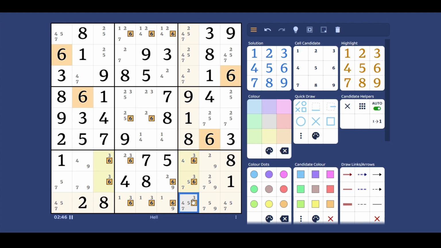Because if this position was filled, then 3 and 6 would be forced into these two spots, and that would create a deadly rectangle. So we could eliminate the 4, 5, and 7 from this cell. And that is all the unique rectangle techniques.